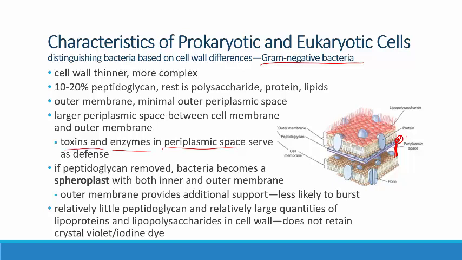So, bottom line, this relatively little peptidoglycan and the large quantities of the lipoproteins and lipopolysaccharides that we find associated with the cell wall means that the gram-negative bacteria tend not to retain crystal violet iodine when done with the gram stain. When you go and rinse them with alcohol, the crystal violet rinses away, and so it's only the counter stain then that stains a gram-negative bacteria, and they will wind up appearing pink. So rather than being the dark purple that we associate with gram-positive bacteria, we see pink cells instead when we look at them under the microscope.